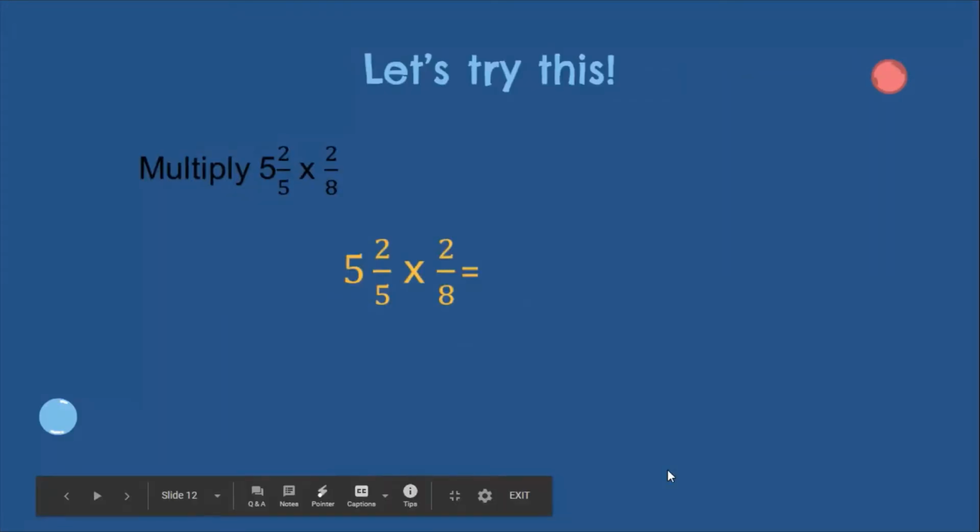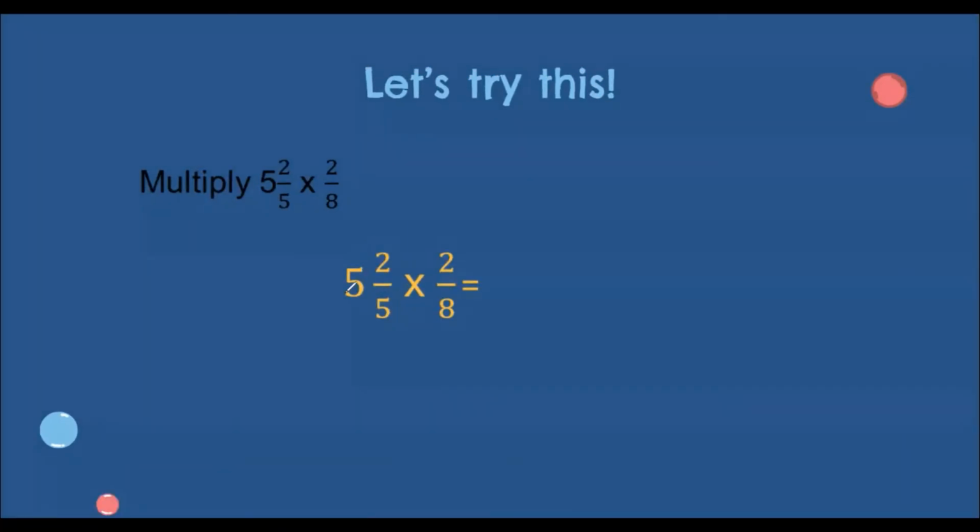Our mixed number into improper fraction. So 5 times 5, that is 25. 25 plus 2, that is 27. Then just copy our denominator, 5. Next process, just copy our second fraction, which is 2 over 8.